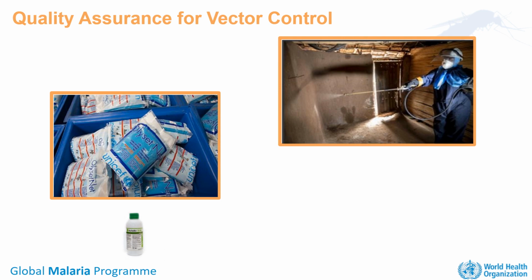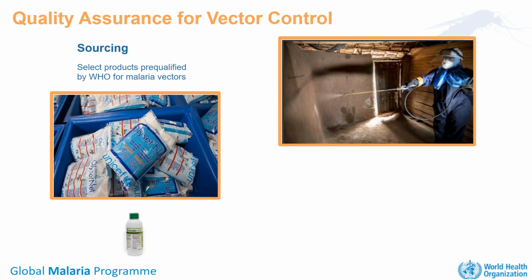The first step in ensuring a quality intervention is with the procurement of ITNs, insecticides, or larvicide. WHO has a pre-qualification department that evaluates and lists efficacious products that meet good manufacturing practice standards. National malaria programs should purchase products pre-qualified by WHO or that have gone through their own national regulatory processes.